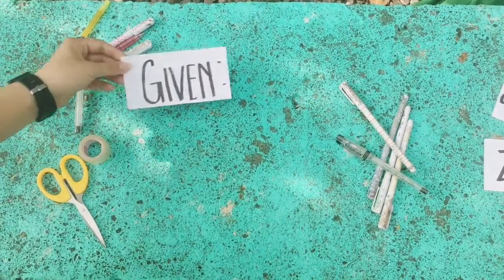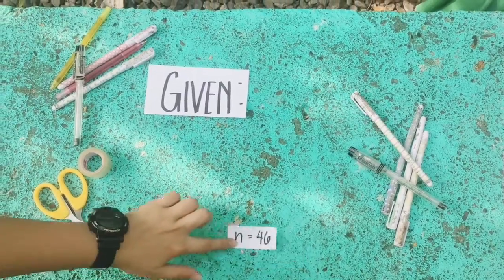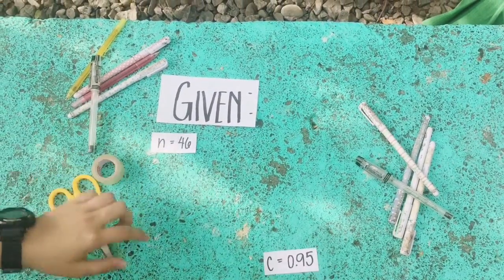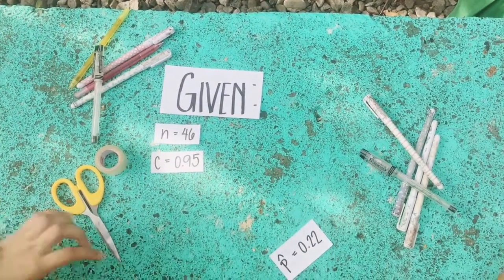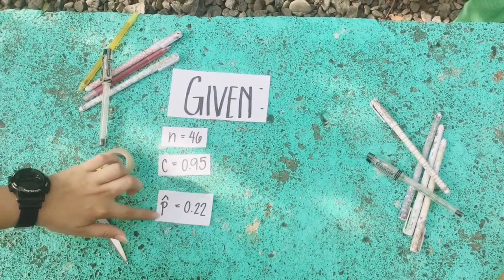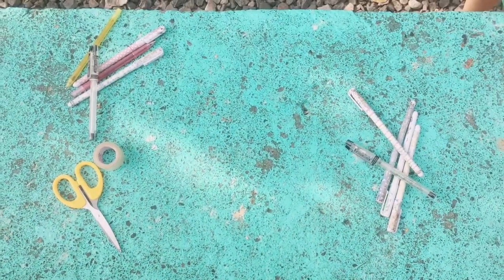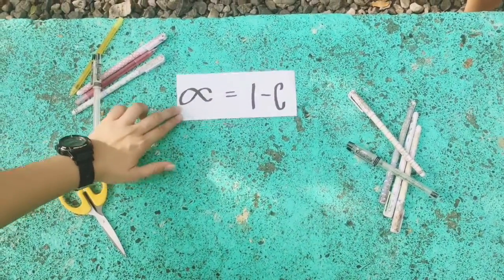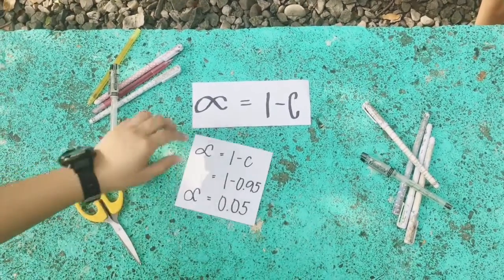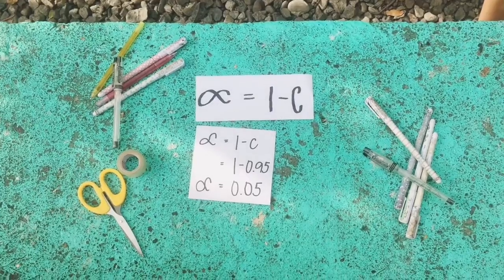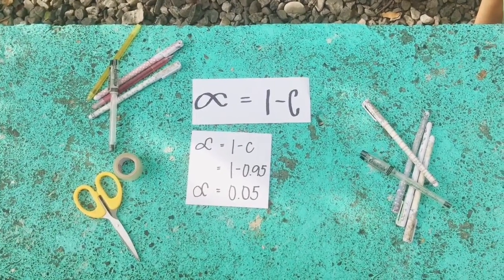The first step is to determine the given, and these are n, which is equal to 46, c, which is equal to 0.95, and then we have p hat, which is equal to 0.22. The next step is to find alpha, which is 1 minus c. Since c is equal to 0.95, we have our alpha here, which is 0.05.